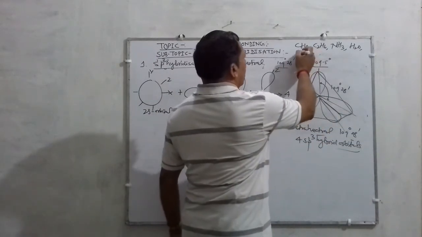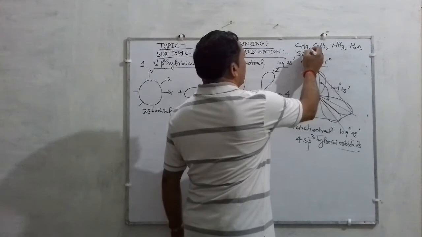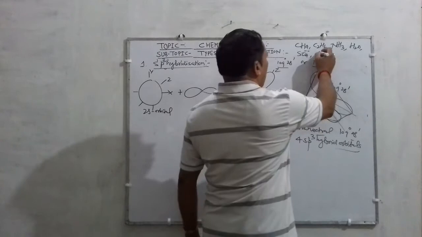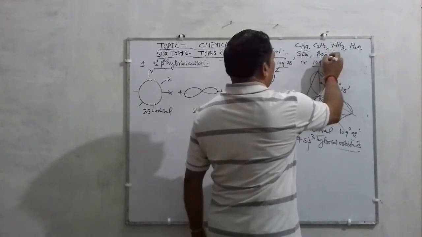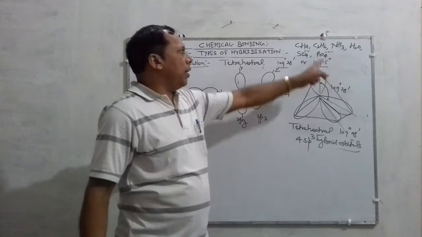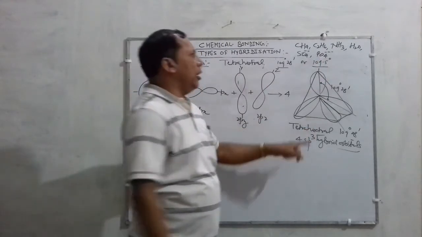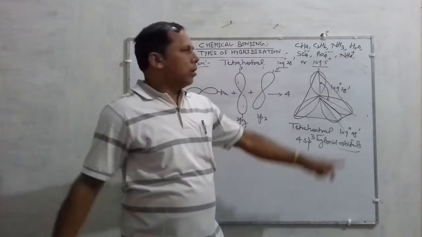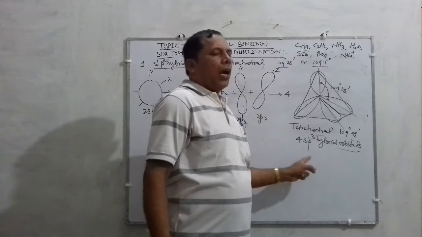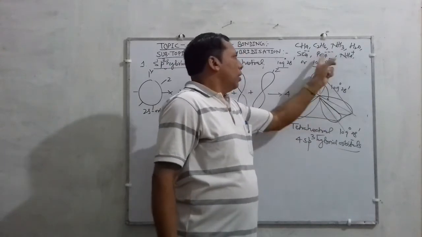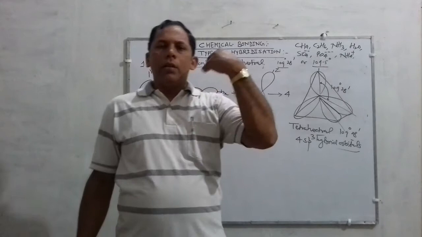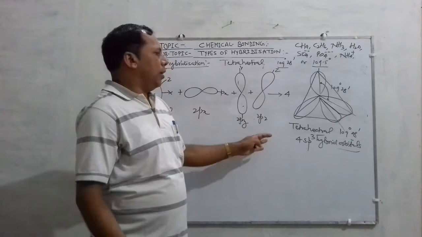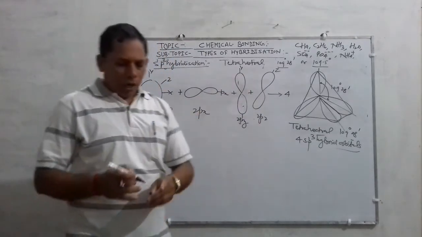Similarly, you have heard the name of this ion, sulfate ion, SO4 minus 2, also exhibits sp3. Similarly, PO4 minus 3, called phosphate ion, also exhibits sp3, and NH4 plus, the ammonium ion, also exhibits sp3 hybridization. How they exhibit it, I will tell you in the next lecture, how the hybridization can be calculated. So this is your sp3 hybridization.